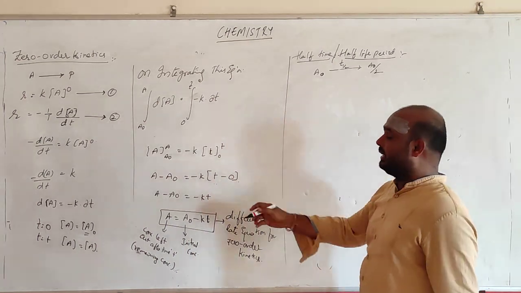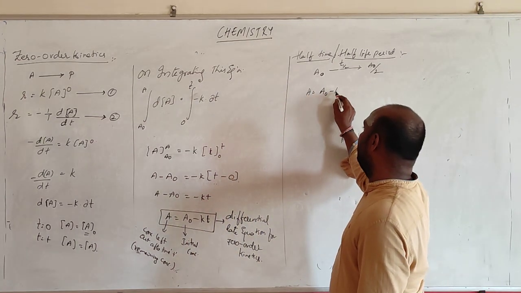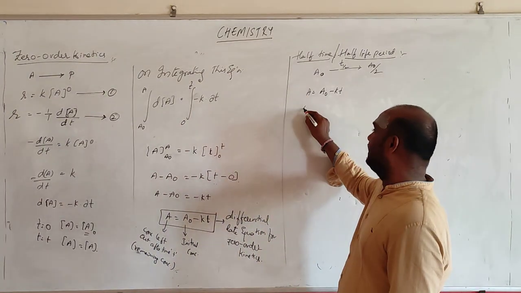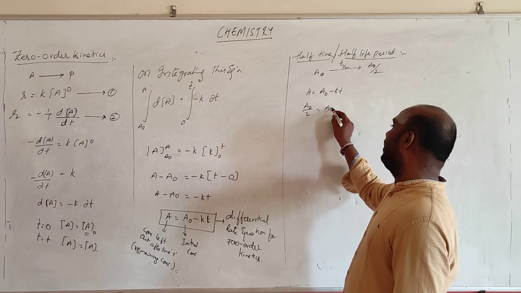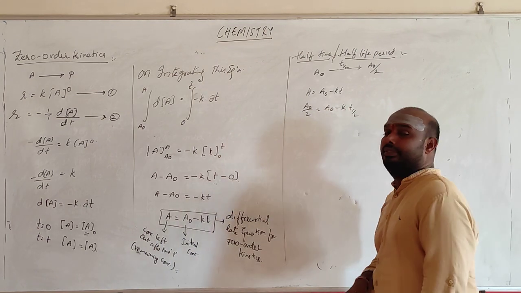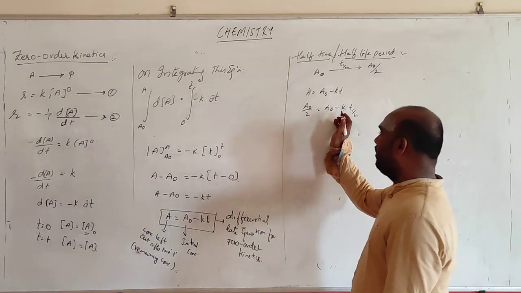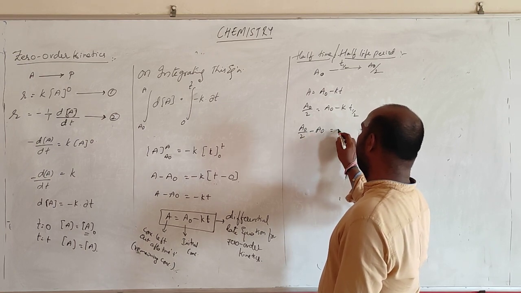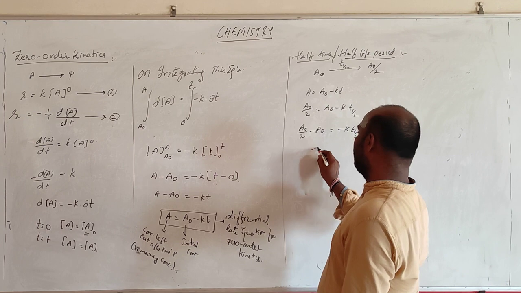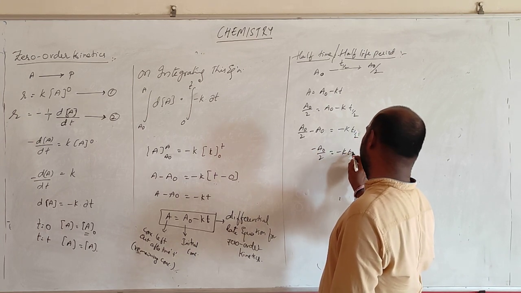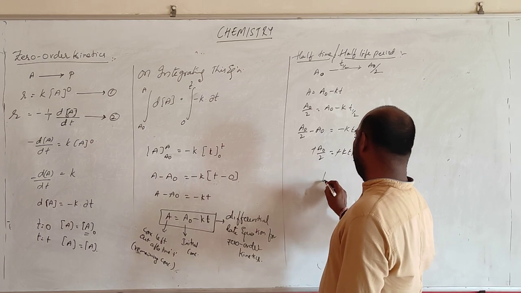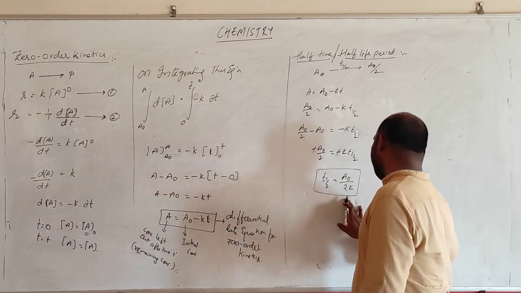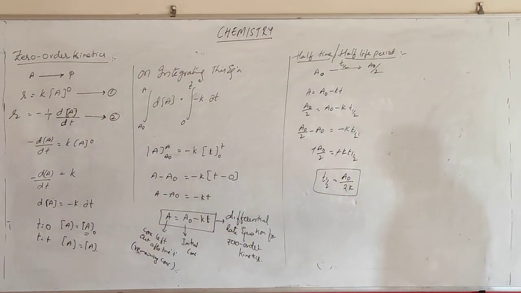Right. If you apply this here, A is equal to A naught minus k t. If I want half time, how much has to remain at last? Half remains. So A naught by 2 is equal to A naught minus k T half, because the time is the half time. So A naught by 2 minus A naught is equal to minus k T half. It becomes minus A naught by 2 equals minus k T half, the minuses cancel. So T half is equal to A naught by 2k. This is the half-life period for the zero order reaction.